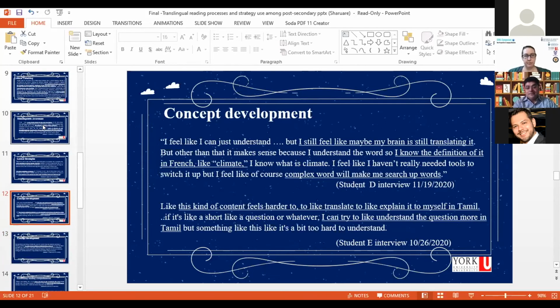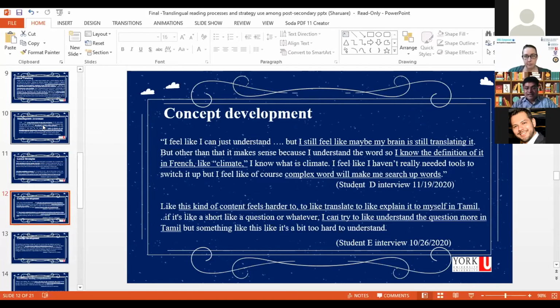In terms of concept development, one student shared with us: I still feel like maybe my brain is still translating it, and I knew the definition of the French, like climate. I knew what climate is. I feel like I haven't really needed two tools to switch it up. I feel like, of course, complex words will make up the search of words.